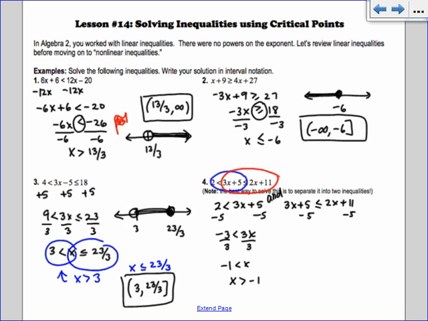All right, and then I have 3x is less than or equal to 2x plus 6. So x is less than or equal to 6. So we need both of those to be true. So we need an "and" between them. All right, so everything greater than -1, but also less than or equal to 6.